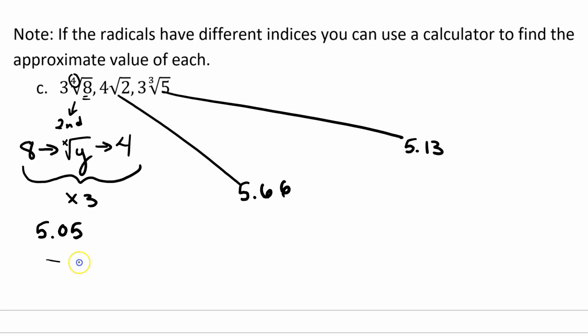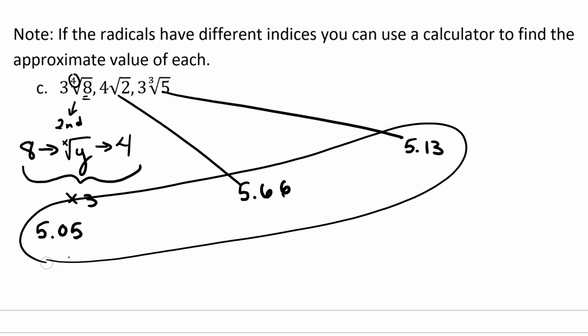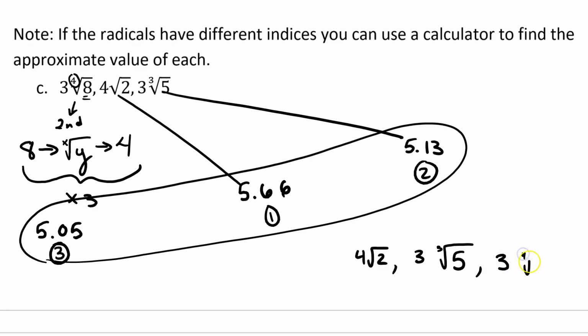So if I were to answer this from greatest to least, I would say this one first, and then this one second, and this one third. But I'm not going to write the answer as 5.66, because the question itself states it as 4 root 2. So if I were to put my final answer, I need to use the numbers that were in the original question. So 4 root 2, comma, 3 times the third root of 5, and then the smallest one is going to be 3 times the fourth root of 8.